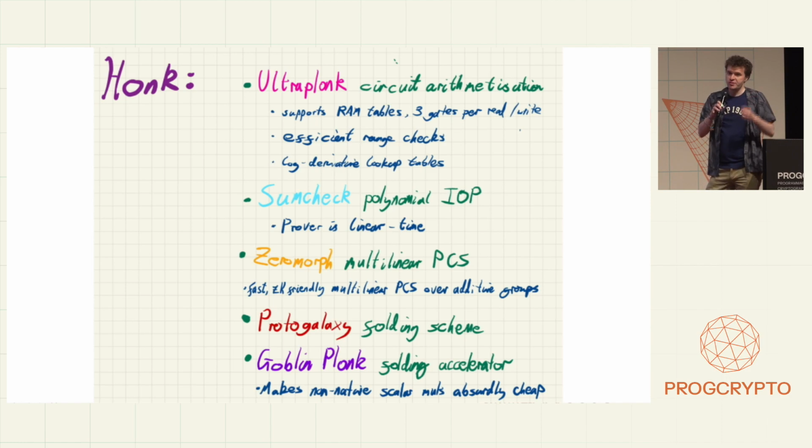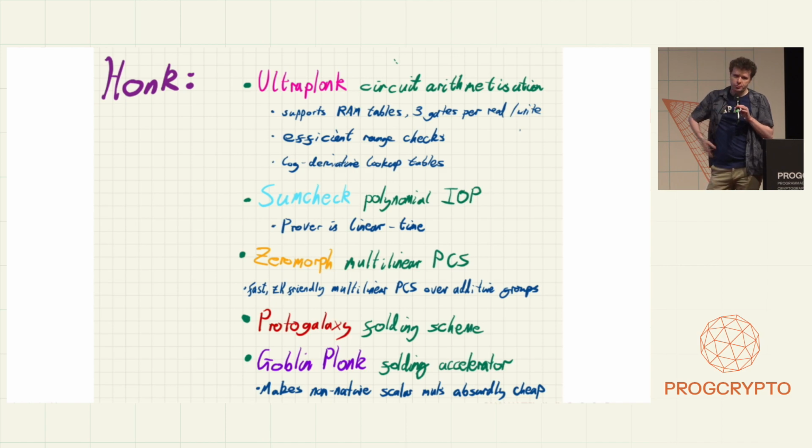We have extremely efficient range checks by modifying our permutation argument, and we are using the log derivative techniques from Ulrich to do our lookup arguments. So yeah, we've said goodbye to lookup, unfortunately.